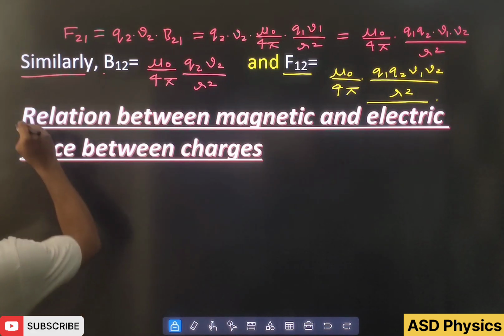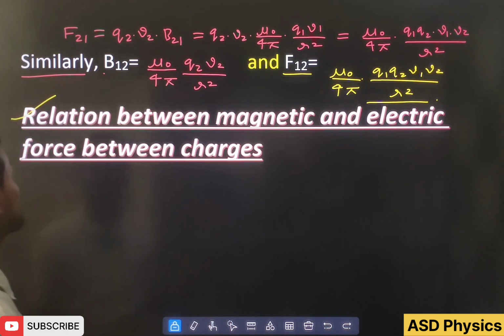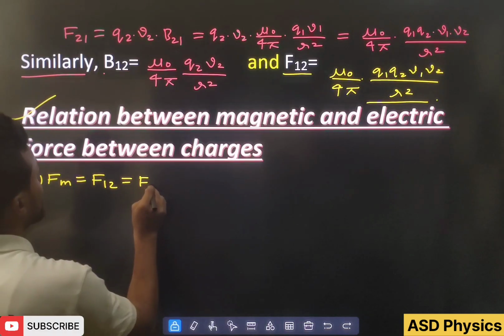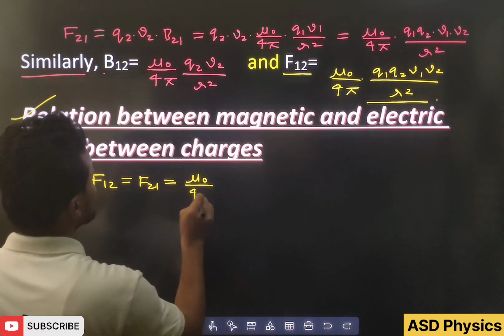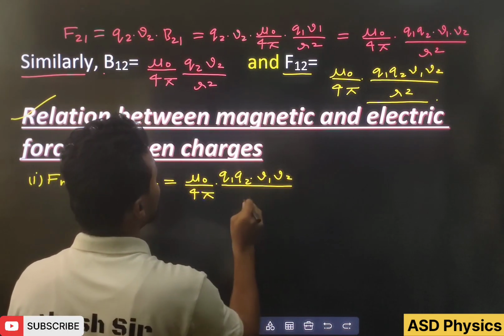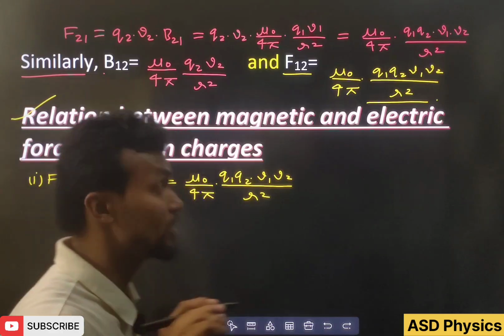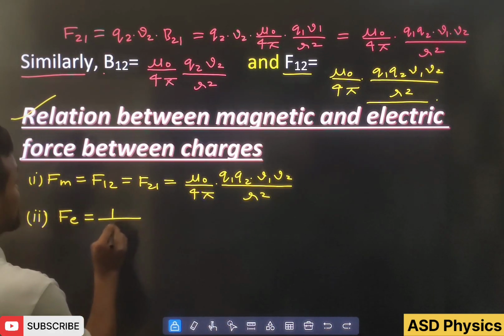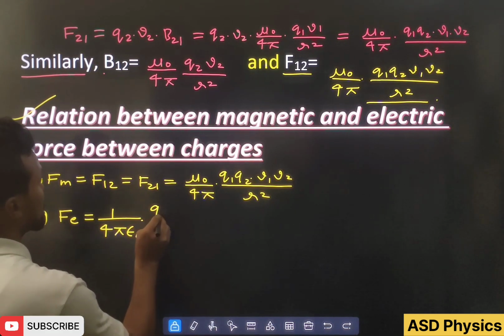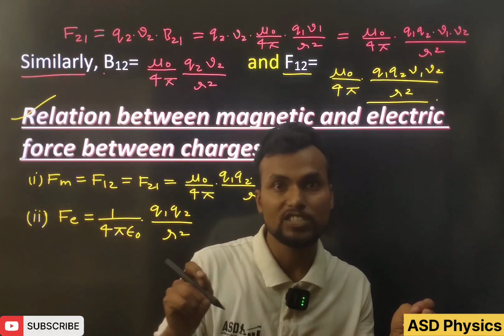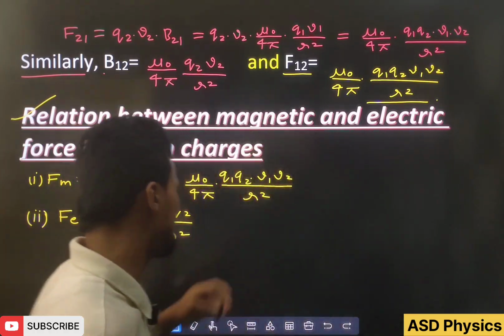Remember that. Next one, relation between magnetic and electric force between charges. Important. If I talk about the magnetic force, maybe F12, maybe F21, what is the formula here, students? Mu naught by 4 pi, and here Q1 Q2 V1 V2 by R square. This is the magnetic force between the moving charges. And from Coulomb's law, you know very well the electrostatic force: 1 by 4 pi epsilon naught into Q1 Q2 by R square. If both the charges are like charges, they will repel. Unlike charges, they will attract. I am just writing the magnitude.